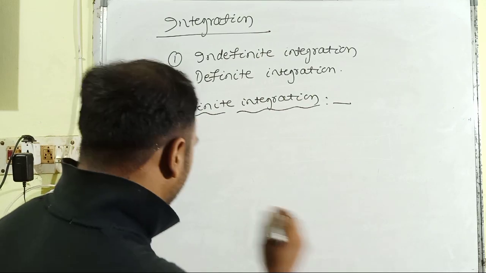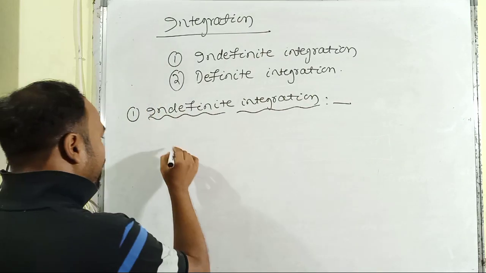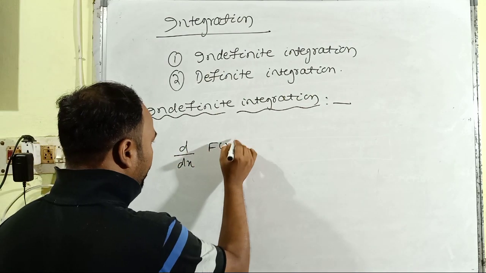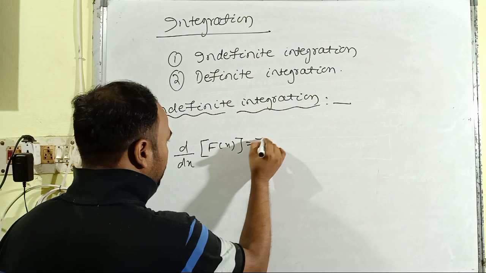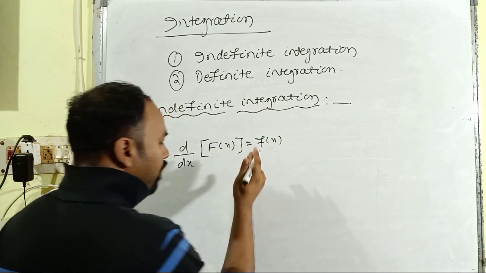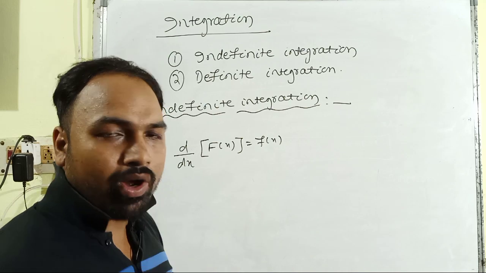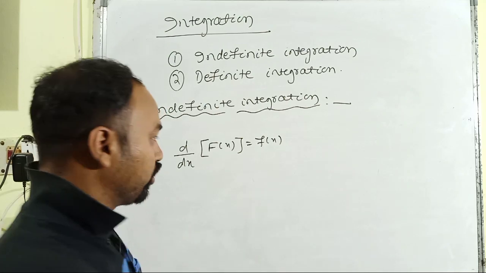Okay, so as I have already taken, the derivative of capital F of x is small f of x. So by using the reverse process of derivative we can acquire the process of integration.